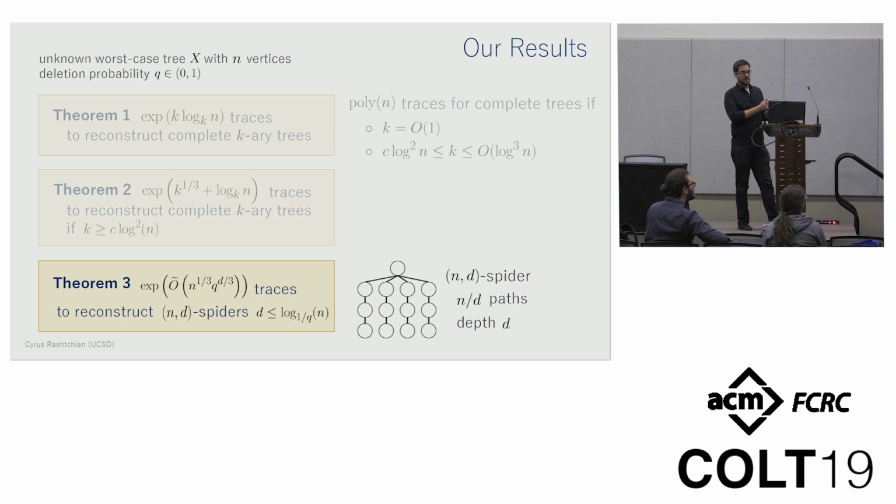So basically, as the depth goes from 1 to log n, this interpolates from being exponential in n^(1/3) to polynomial. So again, we get trade-offs that depend on the structure of the tree. So let me quickly give you a flavor of what the proofs look like here.